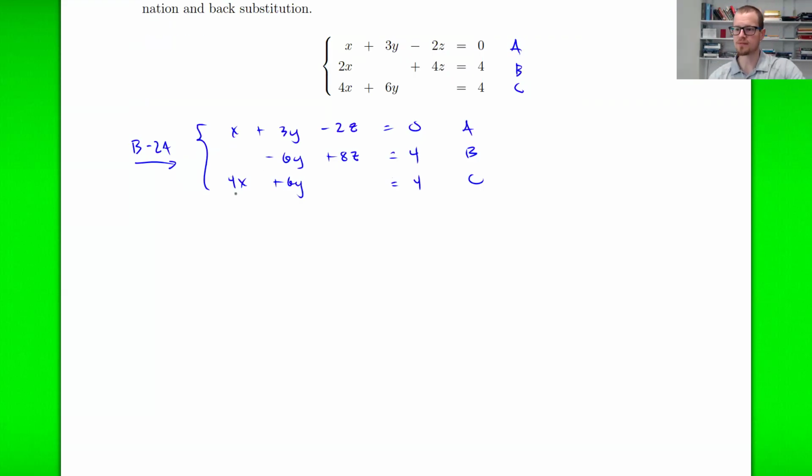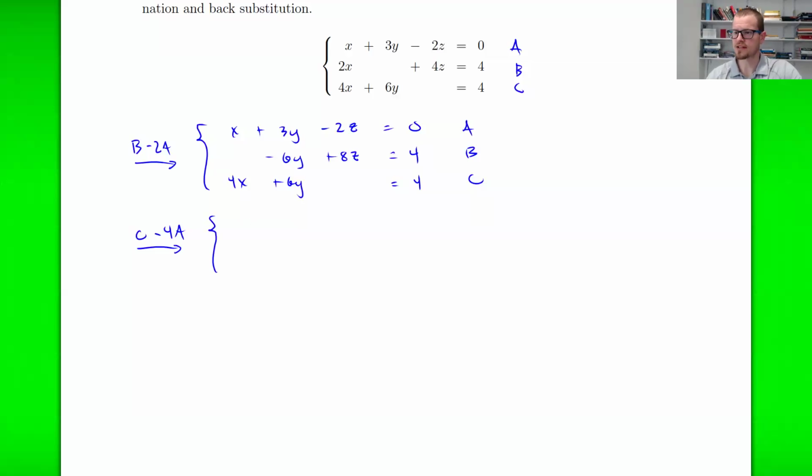I would like to eliminate the variable x from the third equation. Notice this could possibly be simplified by dividing equation c by 2, much like we could do for equation b. We won't worry about that for now. Some simplification will likely happen as we move along. So we're going to take equation c and we're going to subtract 4 times equation a.